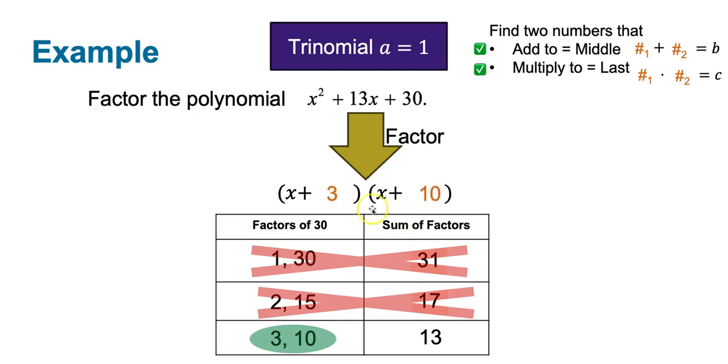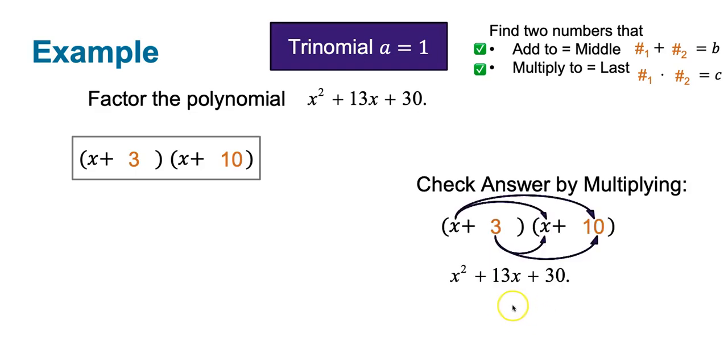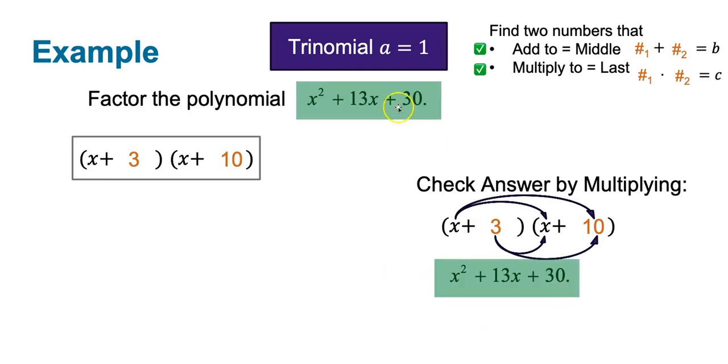Putting those numbers into their spots gives us the factorization. This is our answer. It's always a good idea to check your factorization. You can do this by multiplying, which gives us this, which is the same as the unfactored form of our polynomial. This confirms that our factorization is correct.